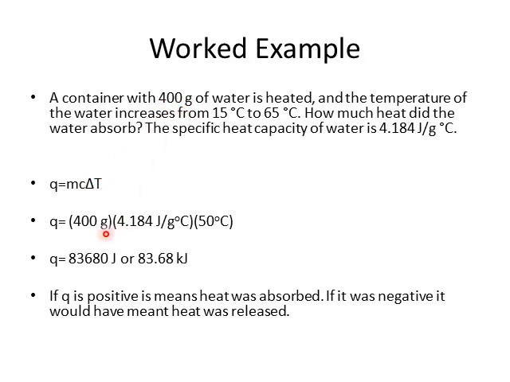So I fill that in. What is my specific heat capacity for that water? It's 4.184 joules per gram degrees C. And of course, write down your units as well. And what is my temperature difference? It's T final minus T initial, which is 65 minus 15, giving me a value of 50 degrees C.